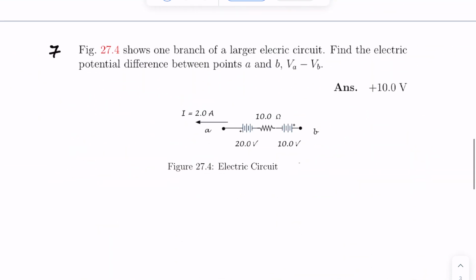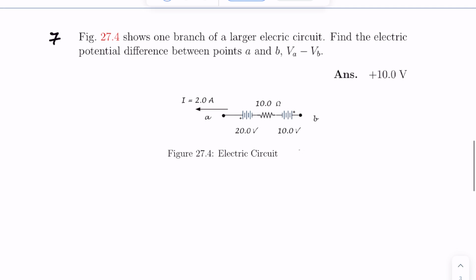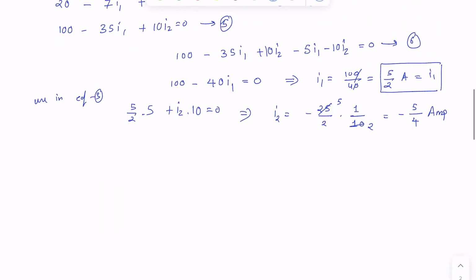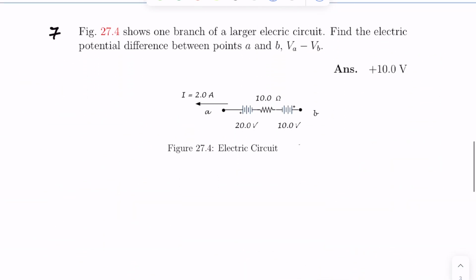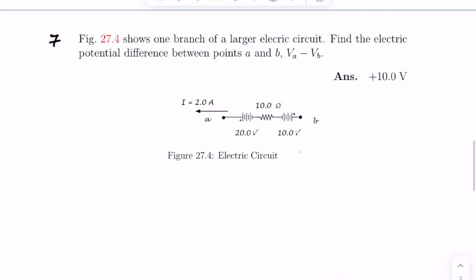Question 7. Figure 27.4 shows one branch of a large circuit. Find the electric potential difference between point A and B, VA minus VB. So this should be easier because we have already done a problem like this, but this is a very tiny part of it. So it says VA minus VB.